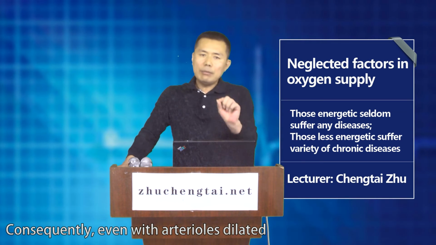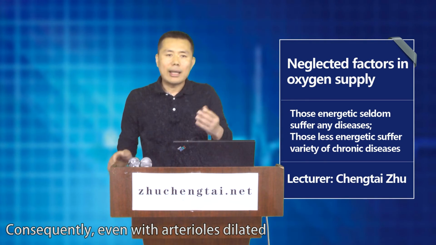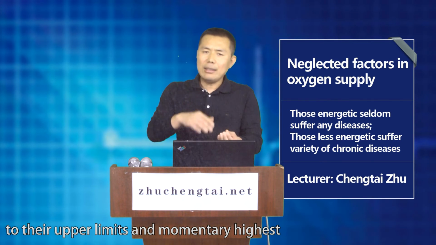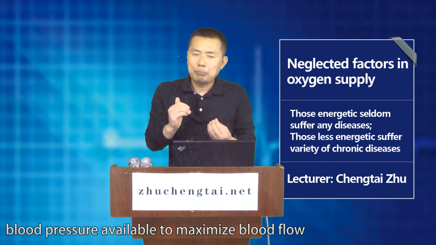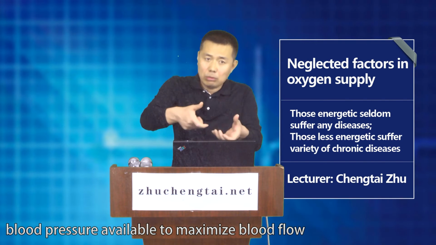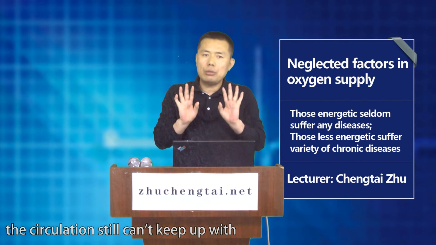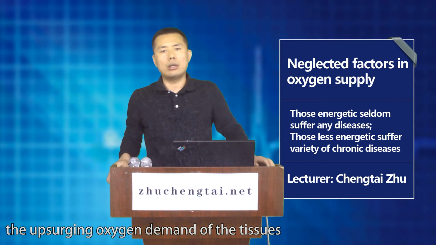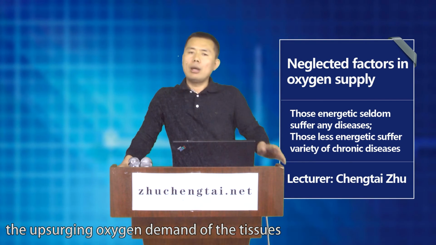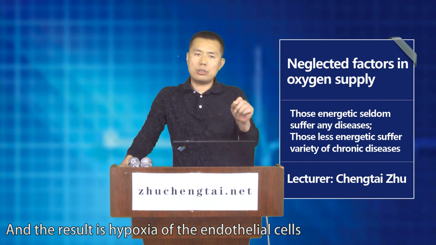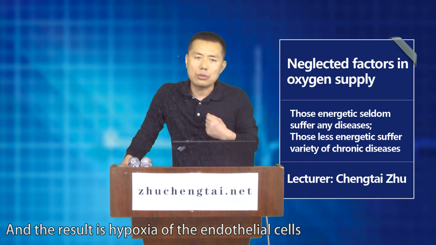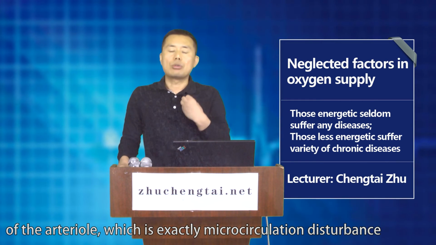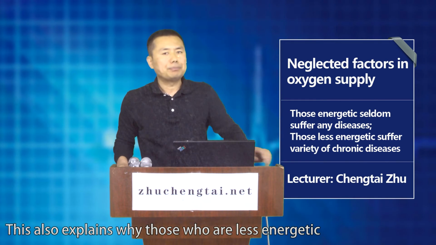Consequently, even with the arterioles dilated to their upper limits and the momentary highest blood pressure available to maximize blood flow, the circulation still can't keep up with the upsurging oxygen demand of the tissues. And the result is hypoxia of the endothelial cells of the arterioles, which is exactly microcirculation disturbance.